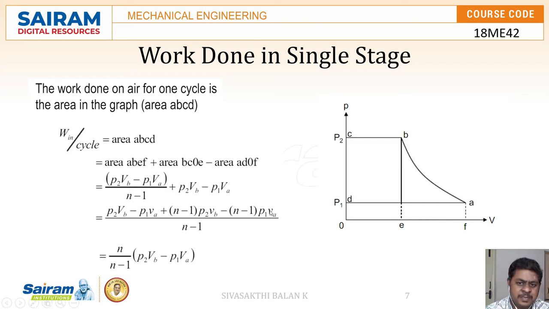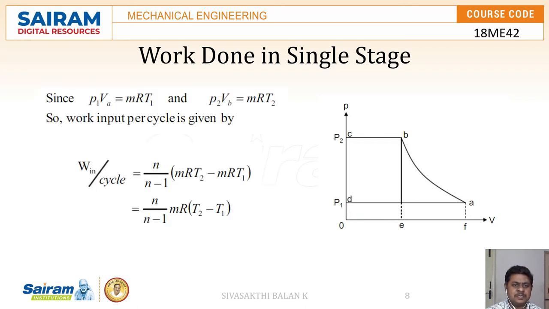but the area of the rectangle, that is the length times the breadth. We know that it is P2 VB, and the same for the last term, P1 VA. Take LCM in the numerator and do the mathematical manipulation. We get the final result as n divided by (n minus 1), multiplied by (P2 VB minus P1 VA). This is the work done formula for the compressor when there is no clearance.